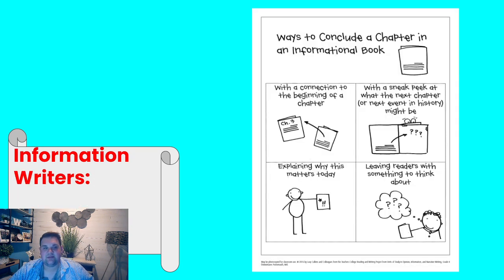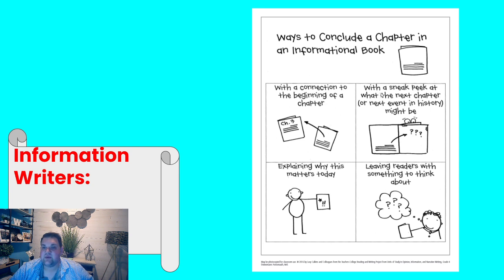So, we're going to talk about some different ways that writers are finishers. They can finish the chapter in 4 different ways. And here are 4 of those ways. The first way is with a connection to the beginning of a chapter. So if you take the ending of chapter 1, maybe you wrote about early childhood, and you want to connect it to the beginning of the chapter. So kind of go back to what you were saying at the beginning of the chapter.